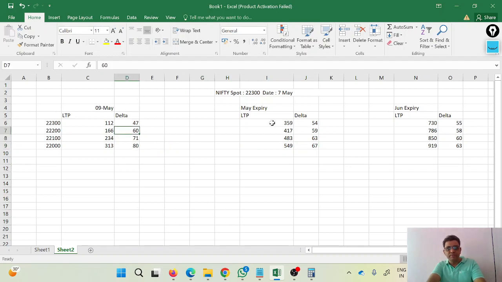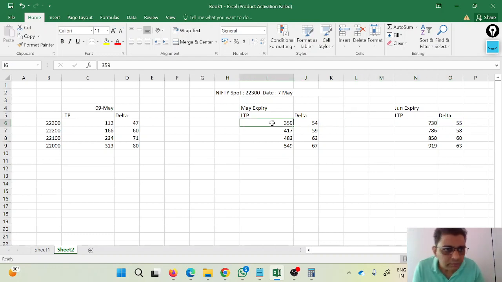You can follow how these numbers are increasing. The difference is there, and this difference has again gone down for June expiry. That is 55 over here, which is higher than 54, which is higher than 47. And the change in delta is from 54 to 59, and it is 58, 60 and 63. If you go for a further expiry like December expiry, you will see the very minimum change in delta for all these strike prices. So this is how things are working.